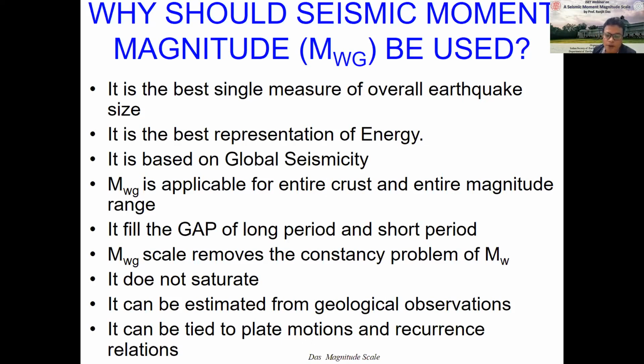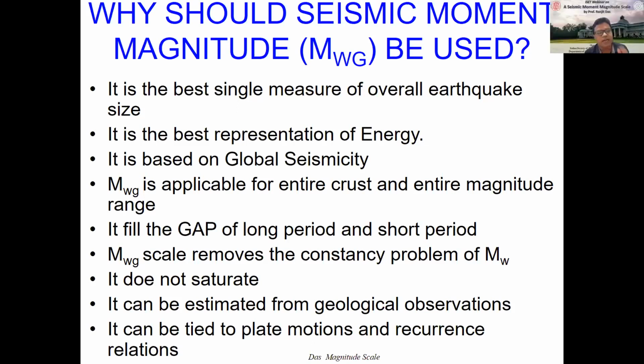It fills the gap of long period and short period, because this scale considers the first few cycles of P waves, and also considers the seismic moment. Therefore it considers the long period and also the short period. So the MWG scale removes the constancy problem of MW. In MW preparation, a constant value was put in before developing the scale. So this problem will not be there in this scale.